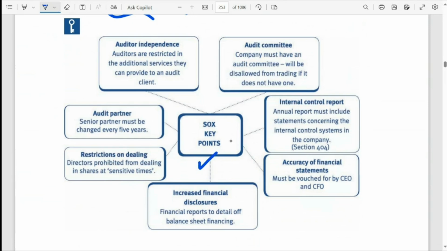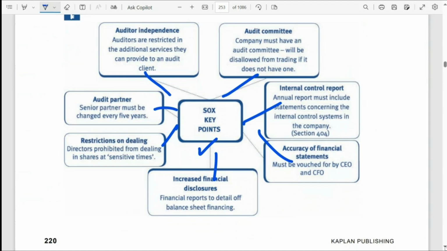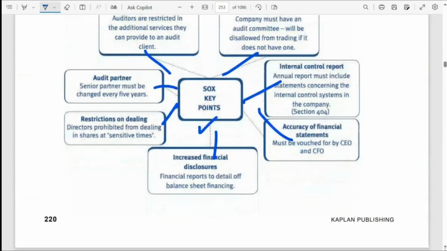These are the SOX key points, and this is how it came into existence. SOX rules and regulations cover the audit committee, auditor independence, and the auditor partner. They cover the responsibility for the internal control system and increased financial disclosure. The accuracy of financial statements must be certified by the CEO and CFO, and there is a restriction on dealing. This area was covered very broadly. They highlighted and controlled this area, and they held the CFO responsible for any type of misstatement or misrepresentation.